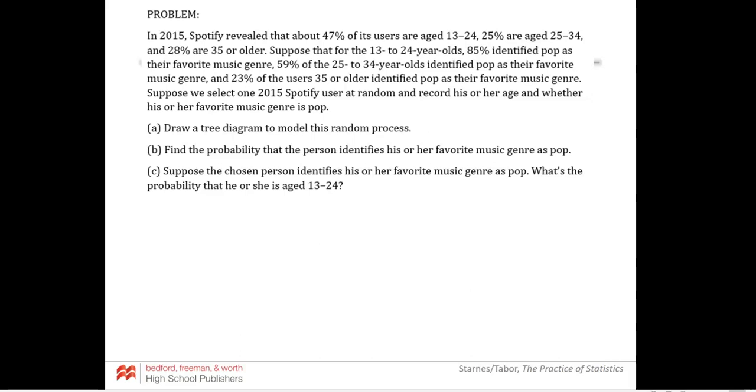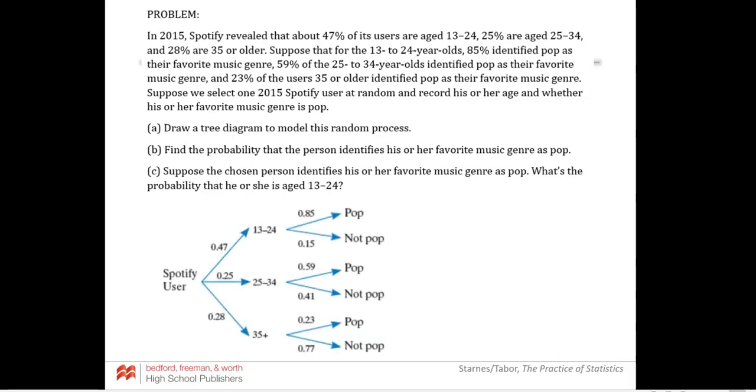So I hope you kind of see which one the first branch is there. First we're going to branch it out by age group. Then whether they like pop music or not. So you want to definitely break it out by age group first, and then break it out by pop, because they identified that. Of the 13 to 24-year-olds, 85% identified pop music. So that's how you would do it. That's the hard part, I think, identifying what's the first branch.